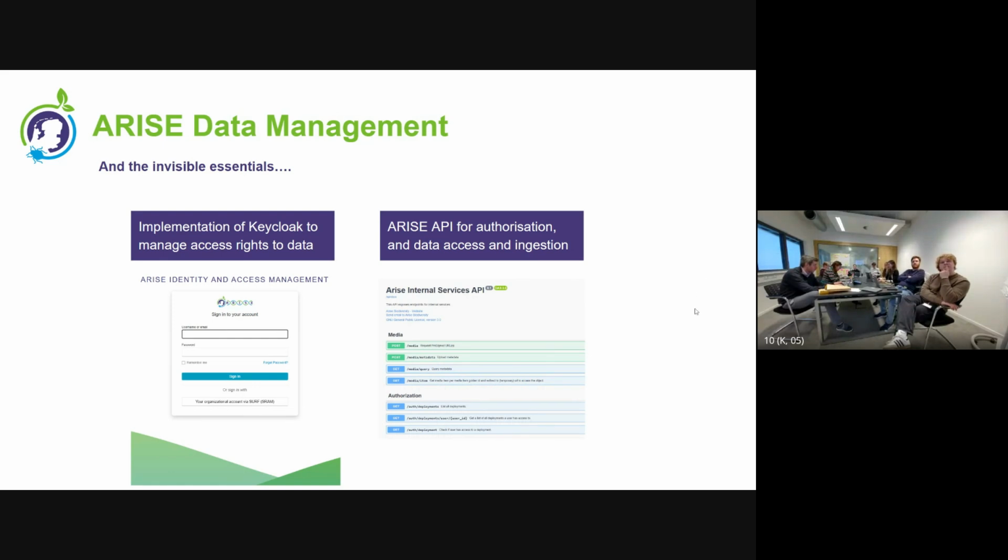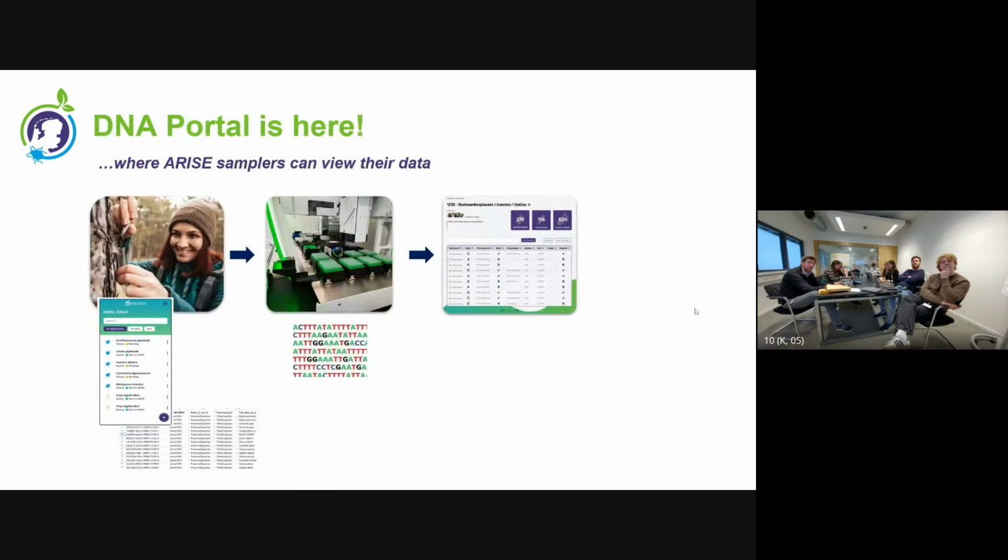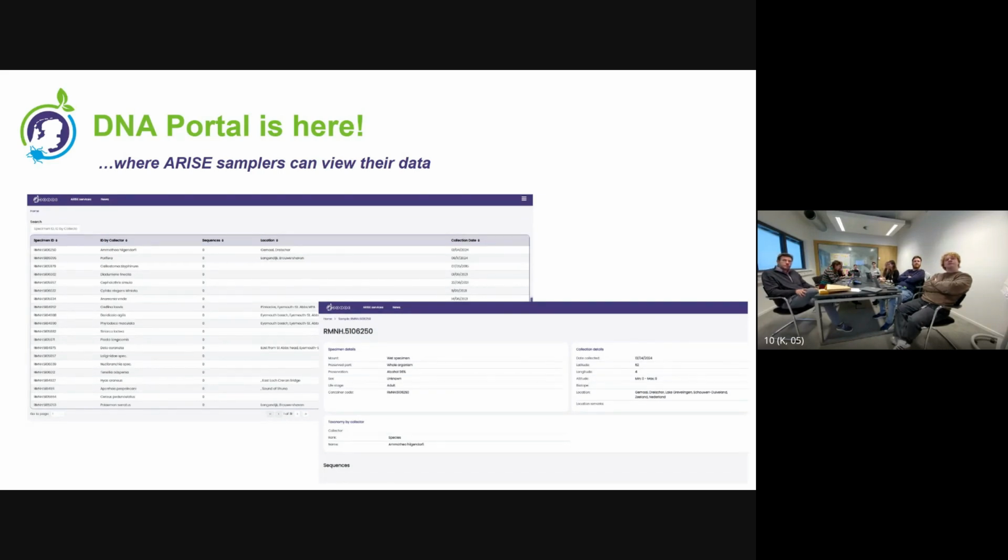Then I think the next slide is about the DNA portal. I'm doing this on behalf of the apps team. Victor's been leading this team while Lotte is on maternity leave, so she couldn't be here today. The DNA portal has been launched, and this is where our ARISE samplers, who do all the work to help us fill this reference database, can view their data. So this is where the data collected through ADA and the sheets, and then the nanopore data, are finally visible.